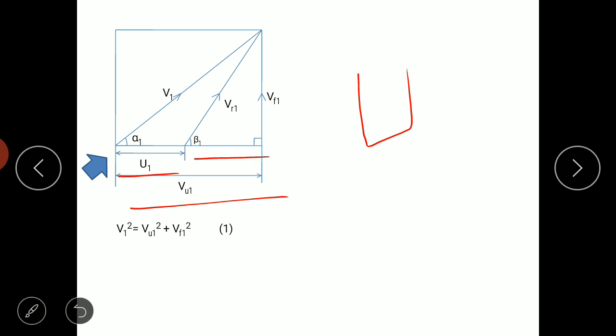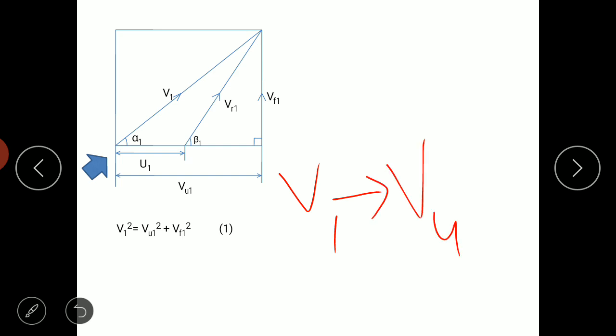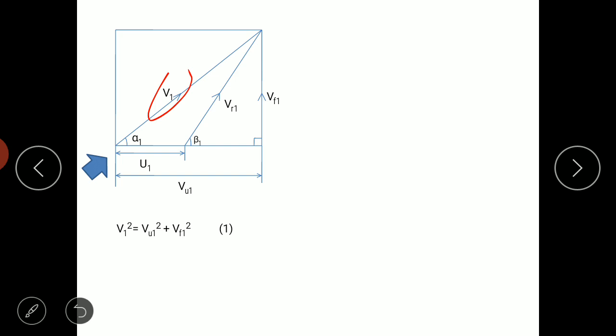Maybe the lengths I have considered may not be exact, but try to understand. u1 is obtained from vu1. Is that clear? So v1 is getting converted into vu1, and further into u1. Please understand this. We have shown u1 in the velocity triangle, and the remaining part will be loss, that is due to friction. Is that clear? Now we need some relation between v1 and u1, which is nothing but vr1.